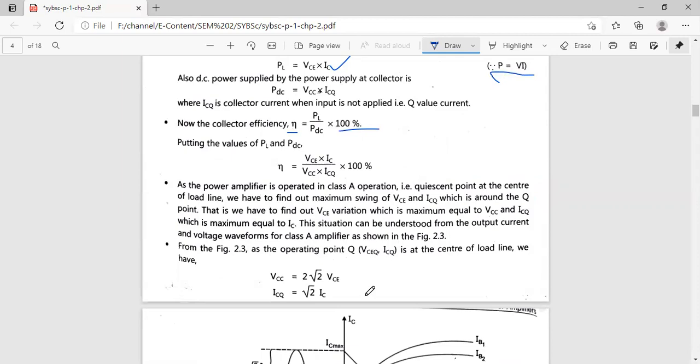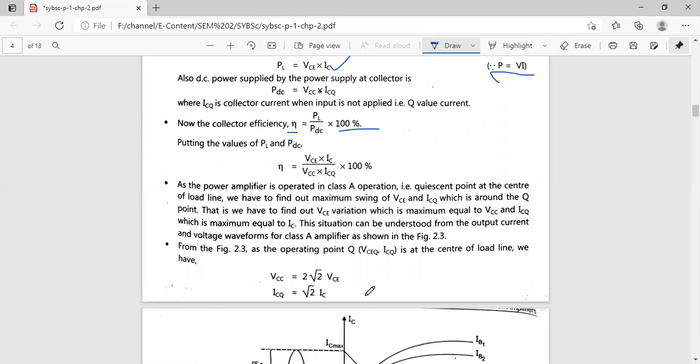And we know the property of class A amplifier, it will have its Q point in the middle of your DC load line. All right, so that is why we want to calculate maximum swing. That is, we have to find out the VCE variation, that is collector to emitter voltage variation, which is equal to the VCC and ICQ, and which is maximum equal to IC. Now we know this thing, we have already used those terms in our above equation.